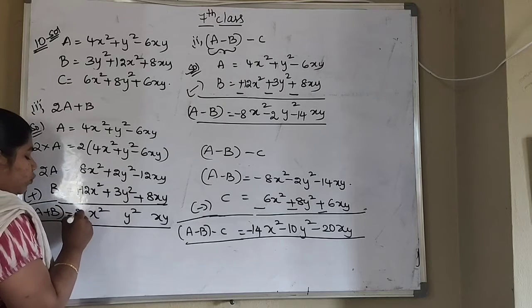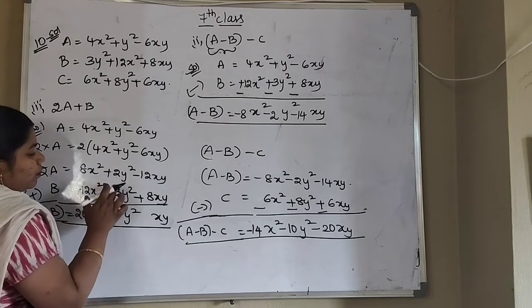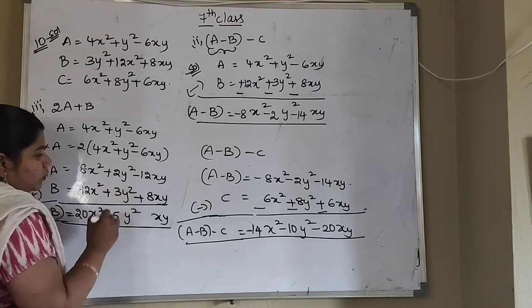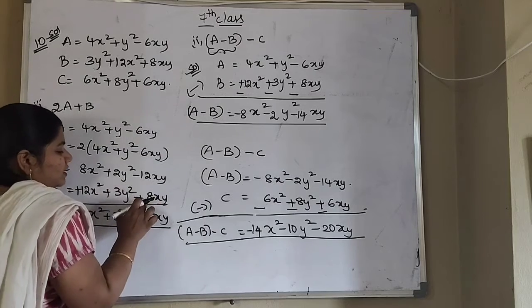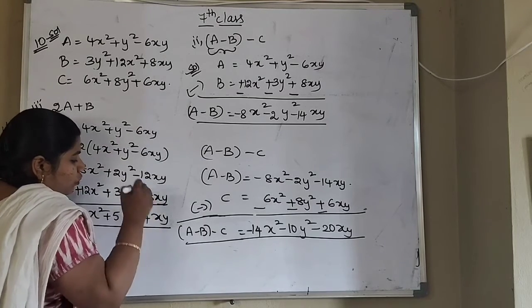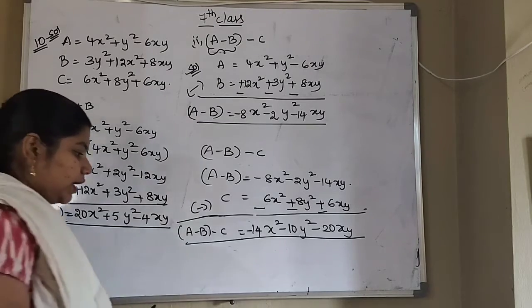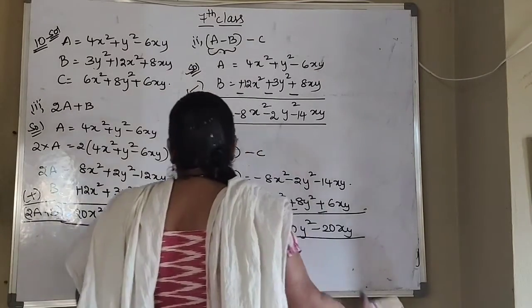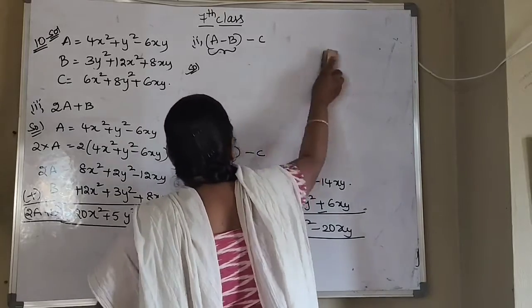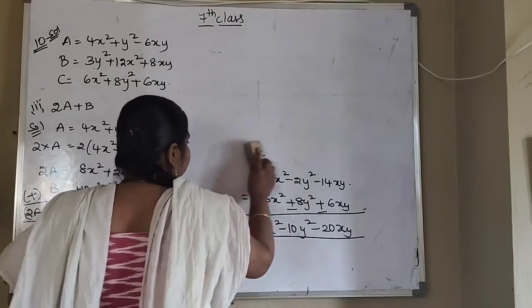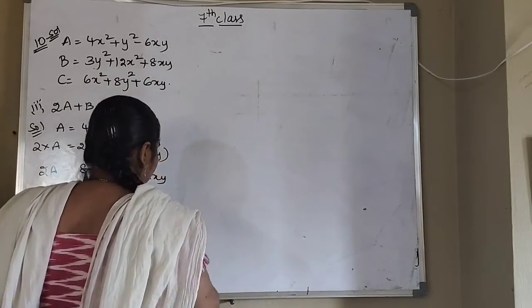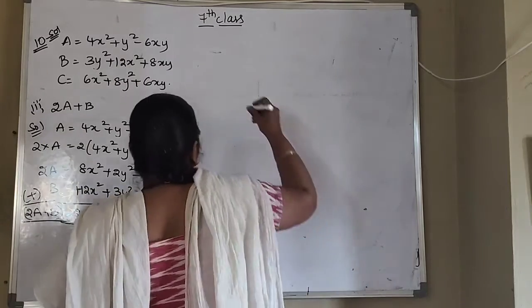8 plus 12 will be 20x square. 2 plus 3 will be 5y square. Minus 12 plus 8 will be minus 4xy. So this is our third solution. And last bit in this. So what is last question?